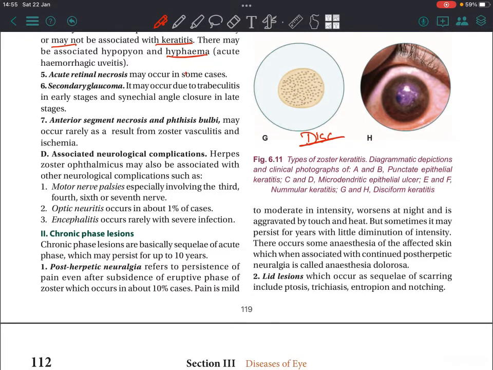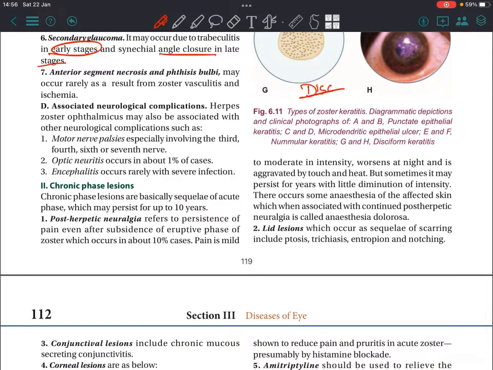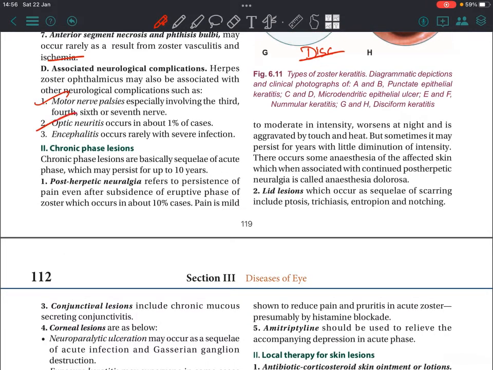Acute retinal necrosis may occur in some cases. Secondary glaucoma may occur due to trabeculitis in early stages, and synechial angle closure in late stages. Anterior segment necrosis, phthisis bulbi may occur rarely as a result of zoster vasculitis. Associated neurologic complications include motor nerve palsy, optic neuritis, encephalitis. Chronic phase lesions are basically sequelae of the acute phase, which may persist up to 10 years.